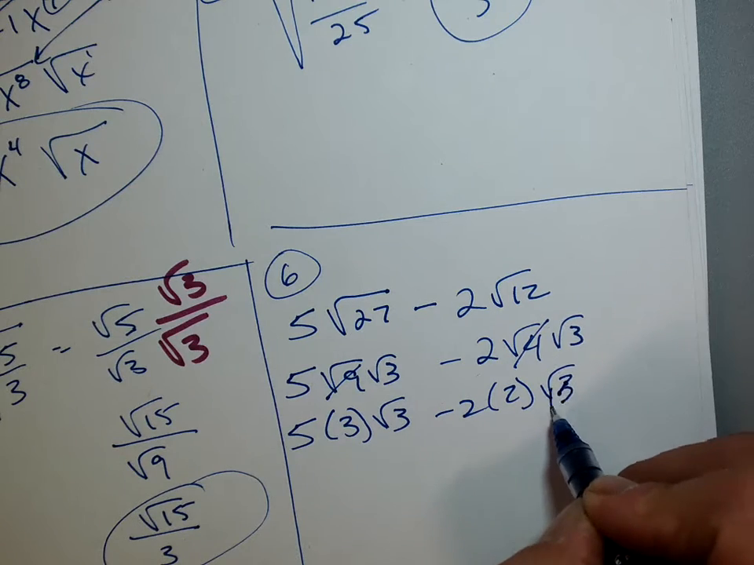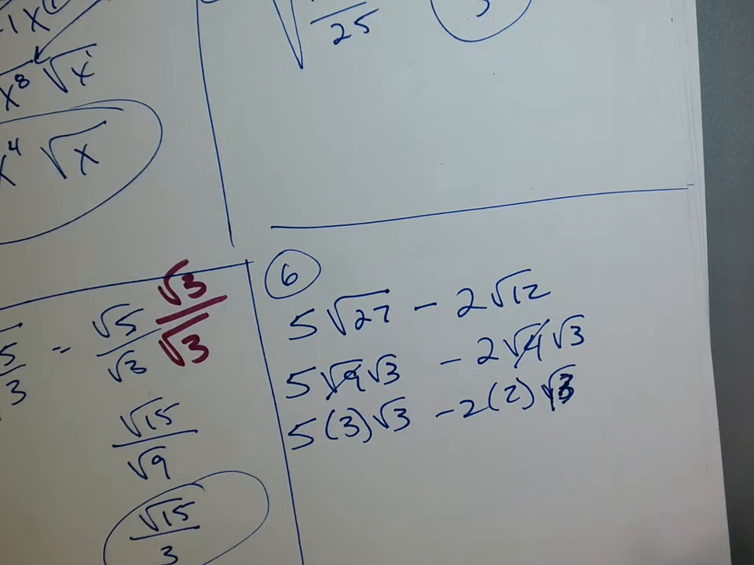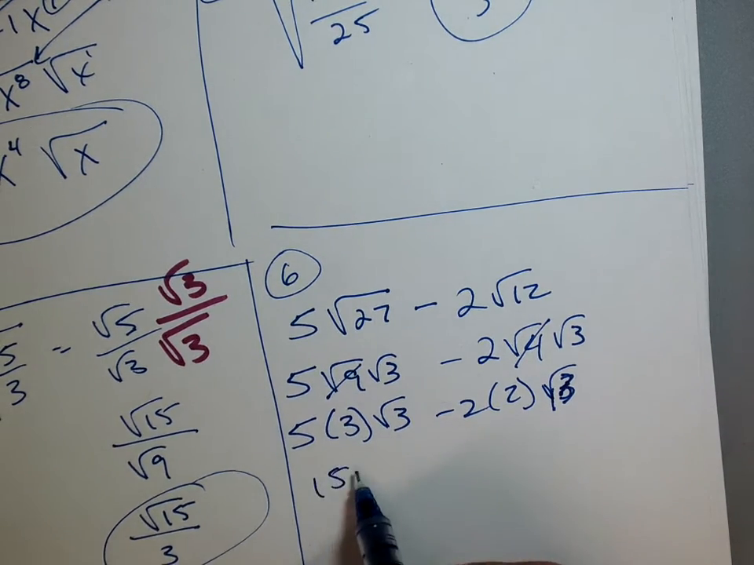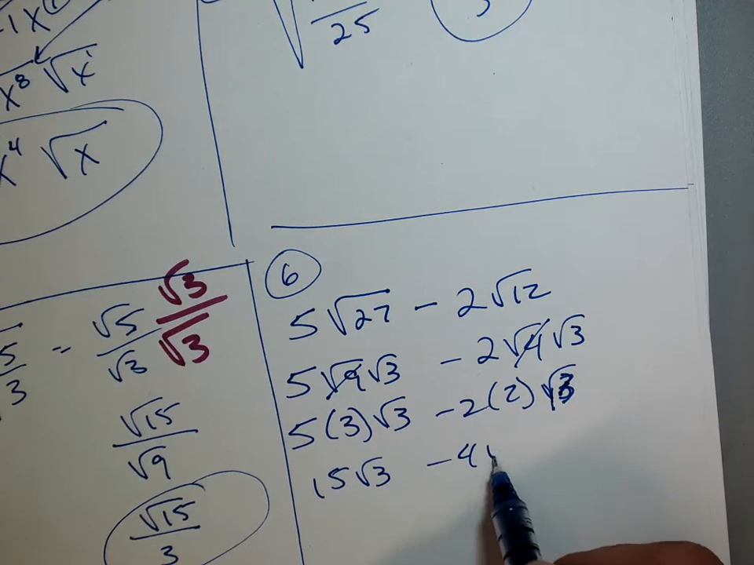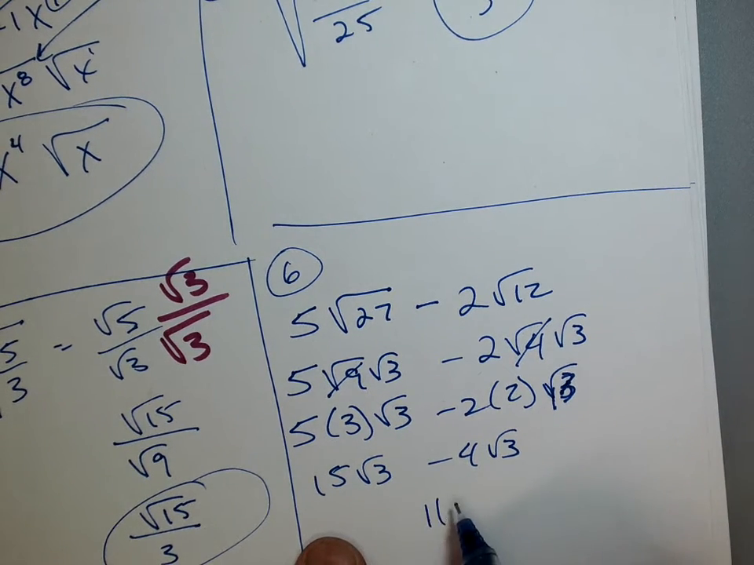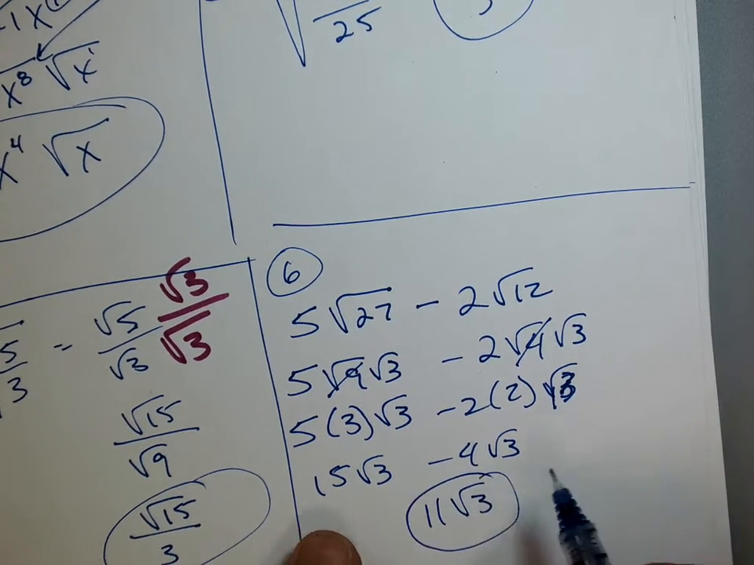So all I did is I took the square root of 9 is 3, the square root of 4 is 2. Now I'm going to multiply. I'm going to get 15 square roots of 3 minus 4 square roots of 3. Okay, now I'm looking at, wait a minute, I think I can subtract them, right? They're the same. So I get 11 square roots of 3, okay?